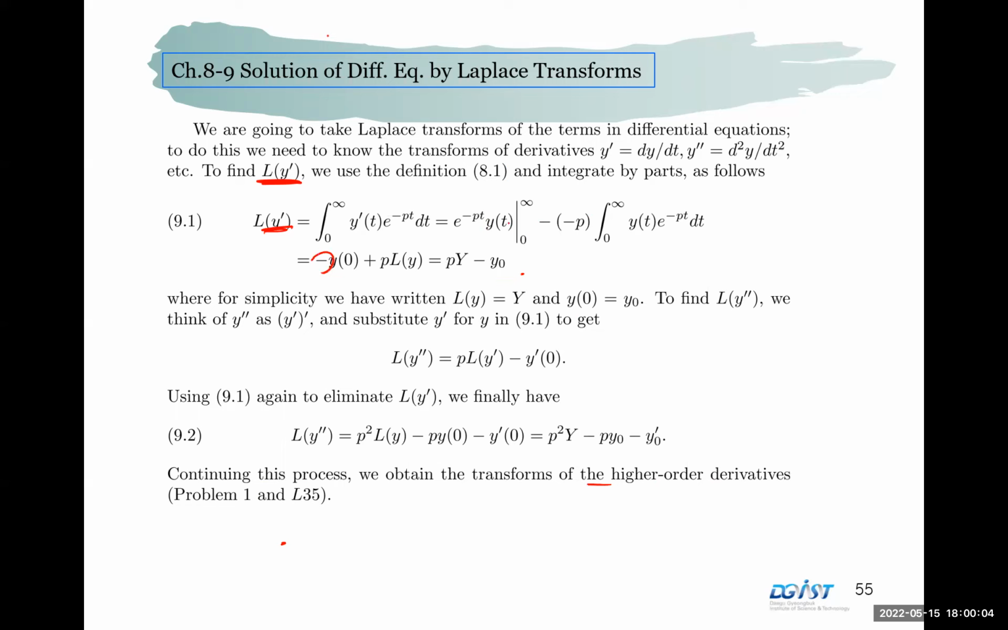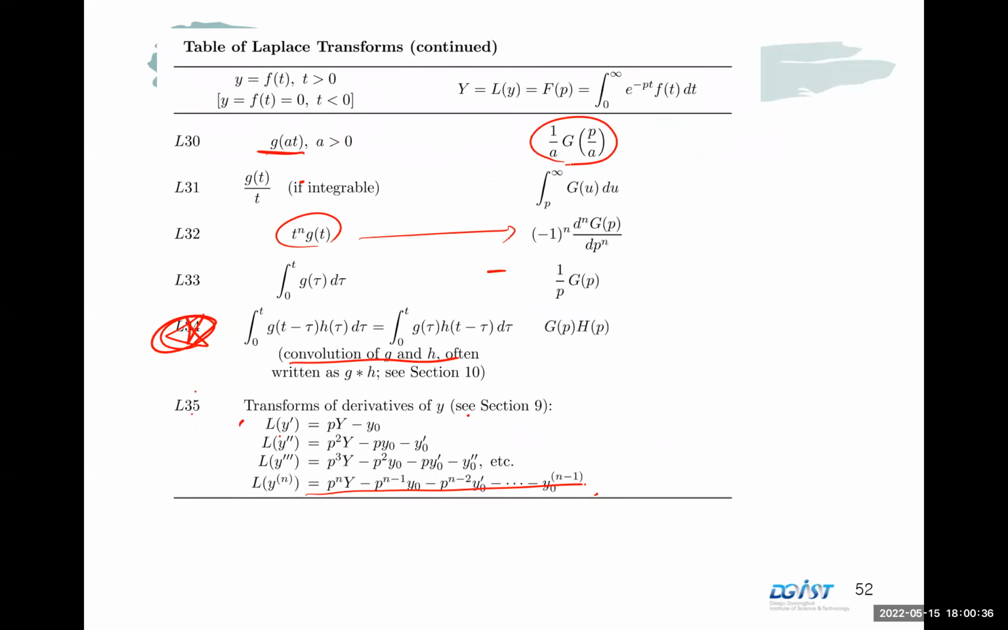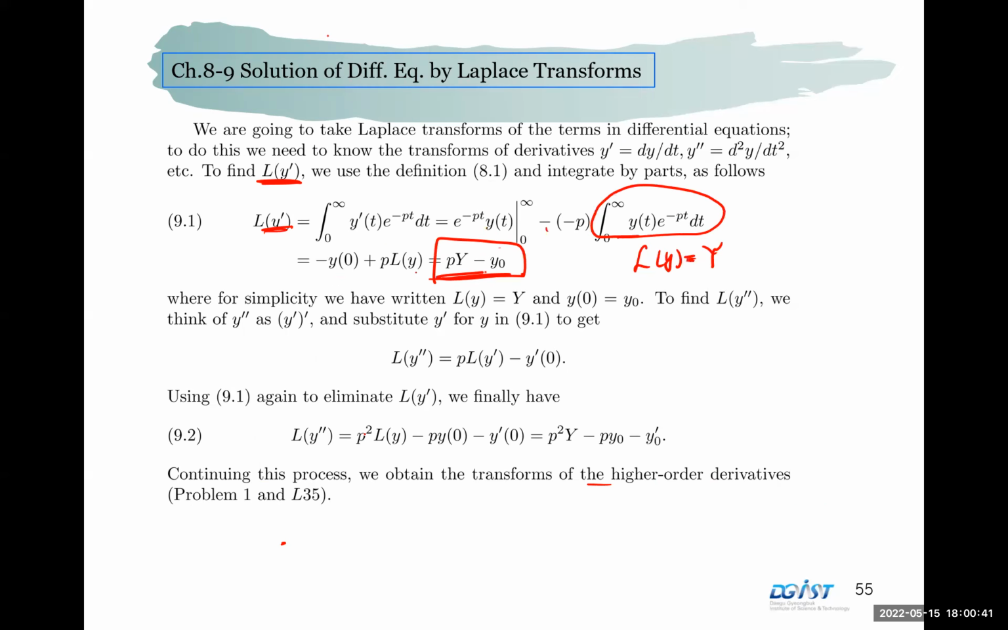And the minus sign came from this term. And we have two minuses, so we have plus. And this is nothing else but L of y. Right? So we have this relation. P times Y, where the L of small y is capital Y. So we have this relation, which corresponds to this one. And this y0 is the initial value of y.